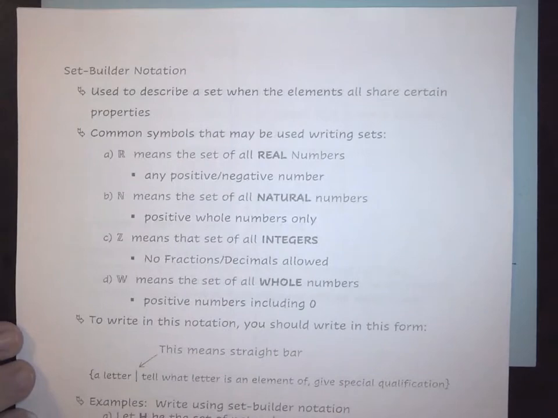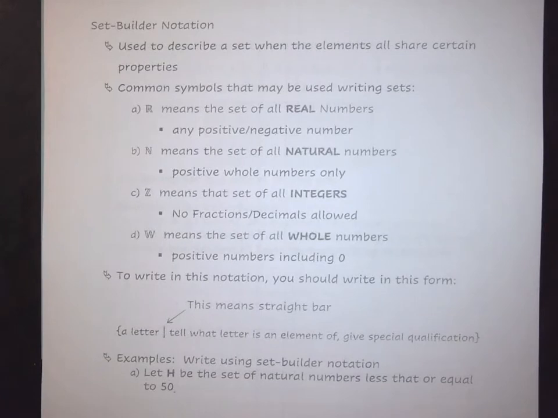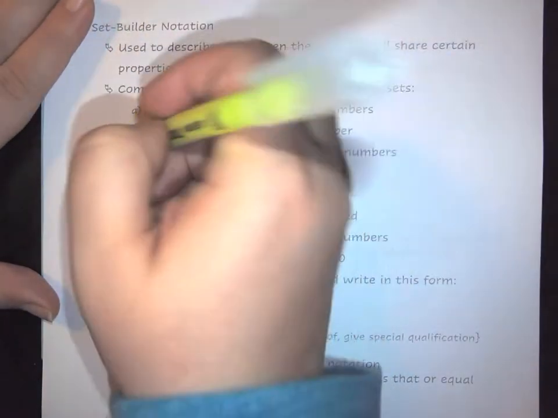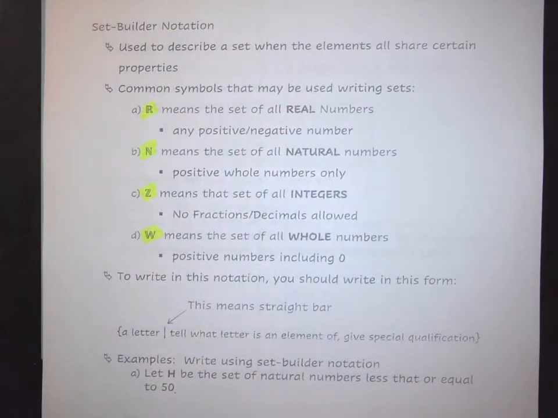Alright, so speaking of set builder notation, here we go, specifically at what's happening. Again, we use set builder notation to describe the set, especially if you want your elements to share specific properties. And then we have a bunch of symbols. Okay, so I like to call them the funny looking letters, but they're the double letters. So we have a double R, double N, double Z, and a double W.